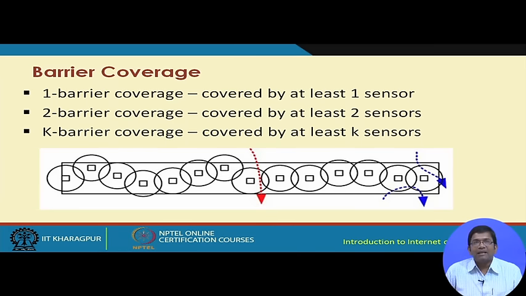Then we have the barrier coverage. In barrier coverage, we have three variants. One is one barrier coverage, the second is two barrier coverage, and the third is K barrier coverage. So, here we have to ensure that a particular barrier is covered. Let me just explain this particular concept.